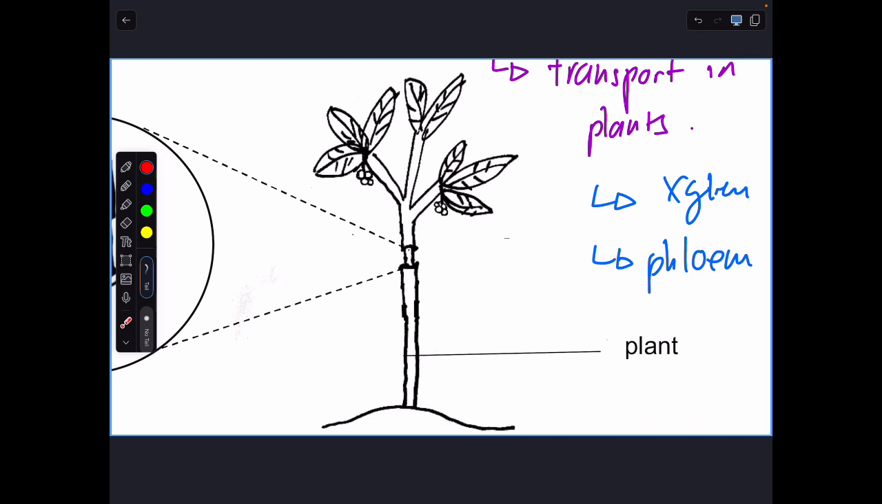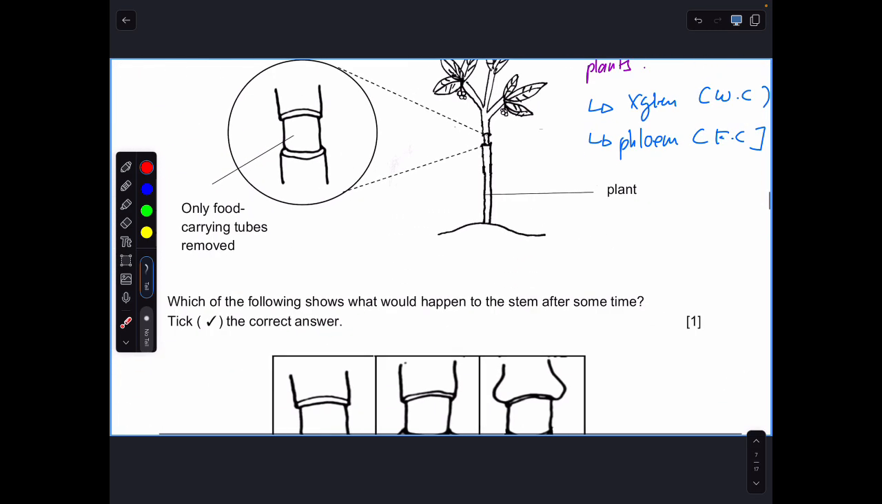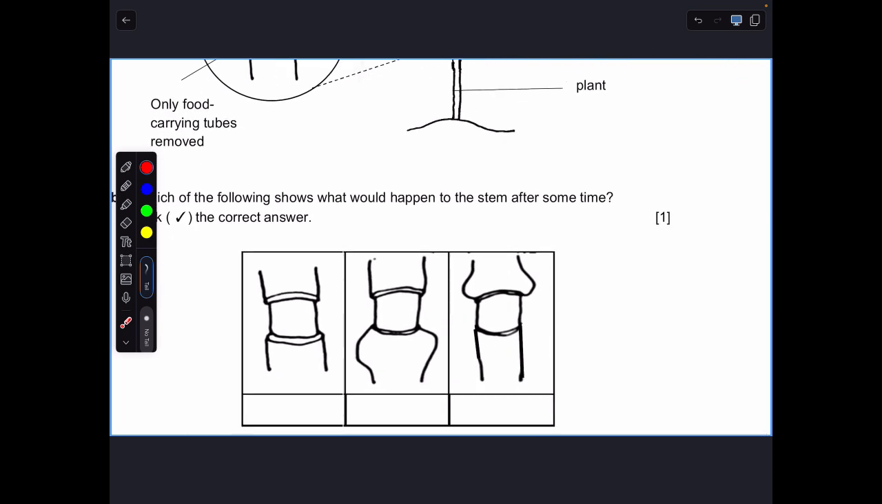No, I'm the one to care about the fruits. They didn't ask about the fruits. Answer to the question. Okay? So basically, what would happen to the stem after some time?